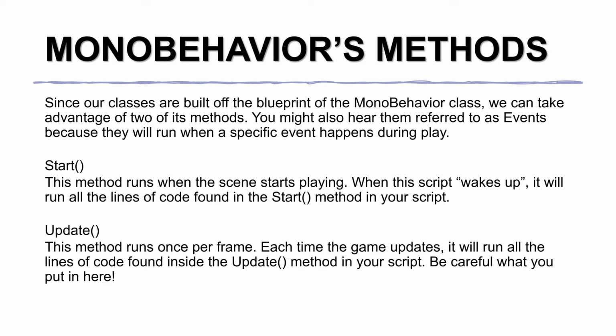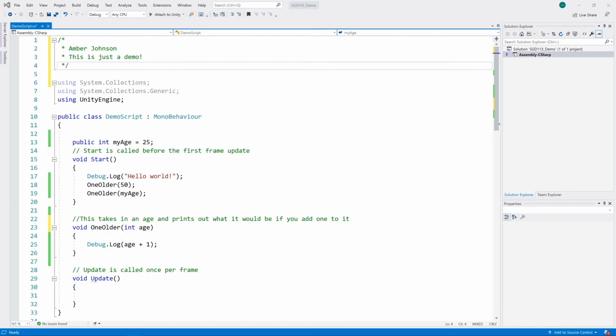Start is the one that we've been using during this demo. This method runs when the scene starts playing. So when we hit the play button in Unity, when this script wakes up, it will run all of the lines of code found in the Start method in your script. That's why we've been putting these lines of code inside of here. So we see the void Start. When we hit play, it will run anything we have in here and then stop. So this does only get called when everything starts.